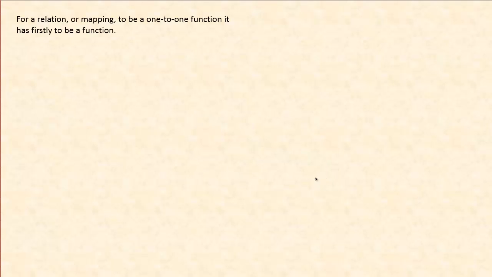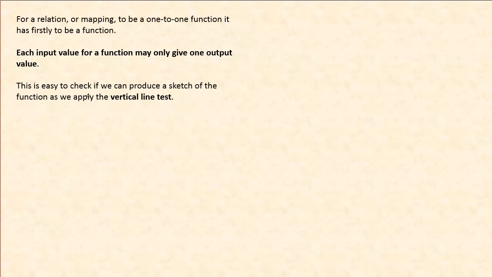One-to-one functions. For a relation or mapping to be a one-to-one function, it has firstly to be a function. Each input value for a function may only give one output value. This is easy to check if we can produce a sketch of the function as we apply the vertical line test. To qualify as a function, any vertical line must cut the graph at most once.